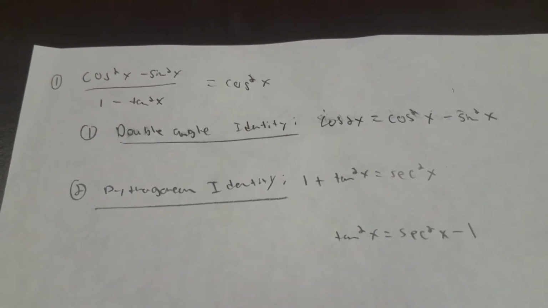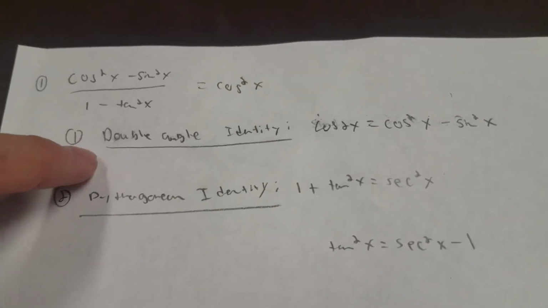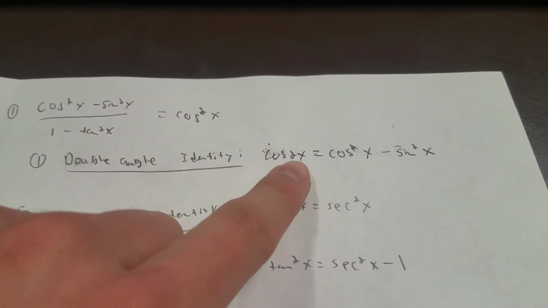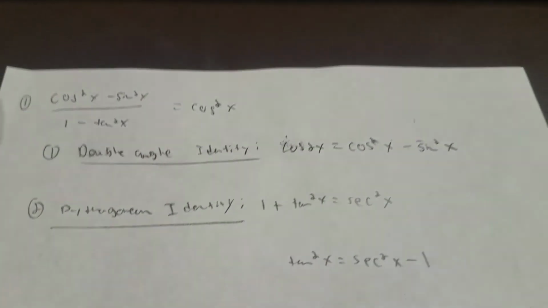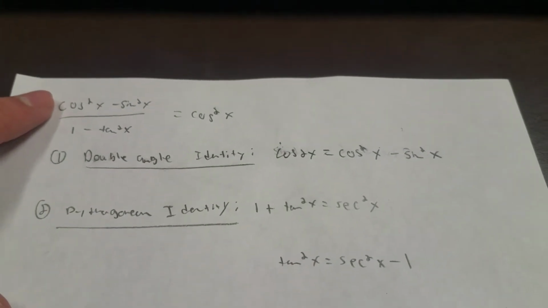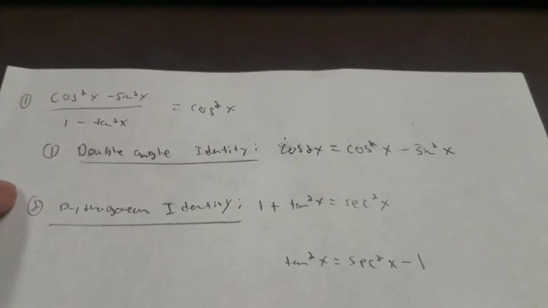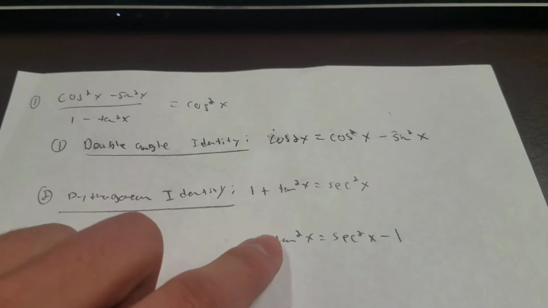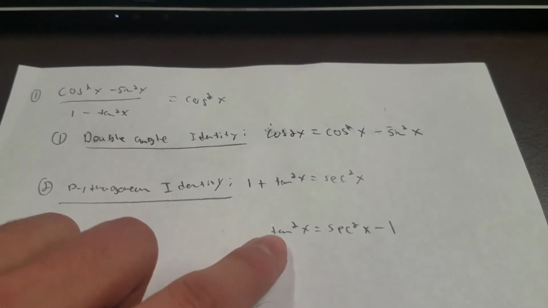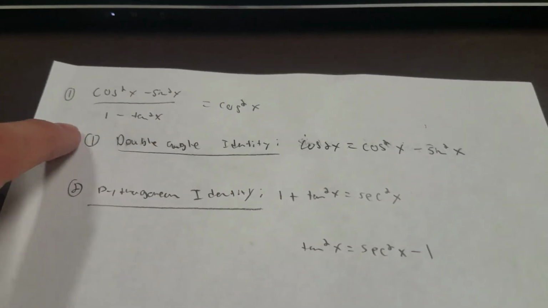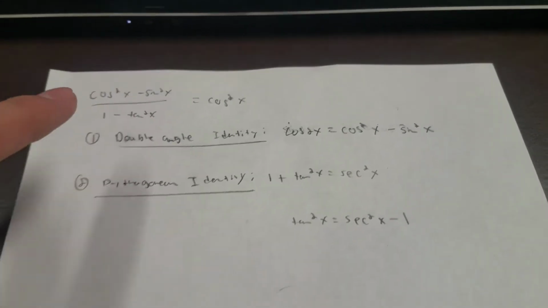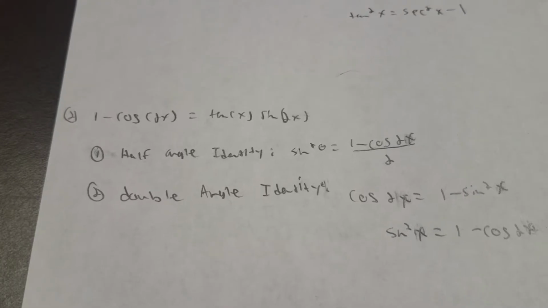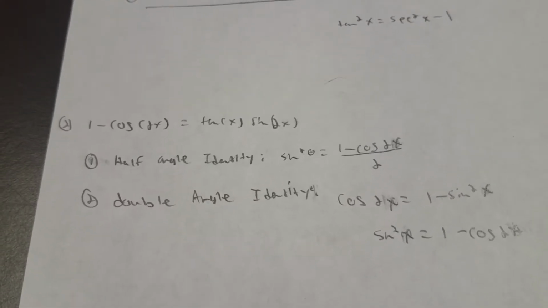One thing we can start off, one first step we can take, is try using one of our double angle identities. So here we have cosine 2x is equal to cosine squared x minus sine squared x, which we could use up here. And that'd be one way to go about it. Or we can start off by using a Pythagorean identity, where we manipulate it to be able to use it for tangent squared x, and then we can substitute it back in here and go from there.